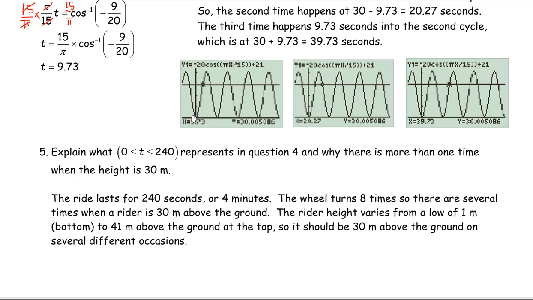So you start here, and after 9.73 seconds, you're at 30 meters, and you go up to the top, and then you hit it again on the way down. Go down to the bottom. Okay, on the way up, next ride, another time, and the second cycle, up again, on the way down, another 30. So there's lots of them. So there's quite a few times when you would be 30 meters off the ground.